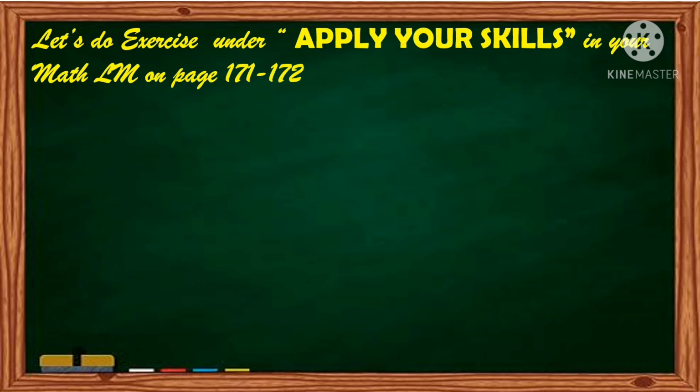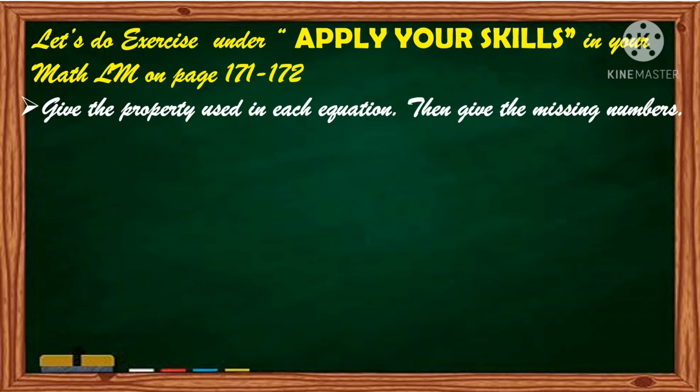In your one whole sheet of paper again, let's do the exercise under Apply Your Skills in your Math LM on page 171 to 172. You are going to give the property used in each equation, then give the missing numbers. Let's try number 1.